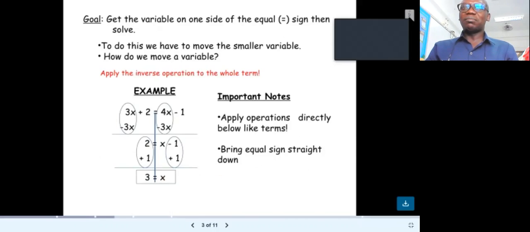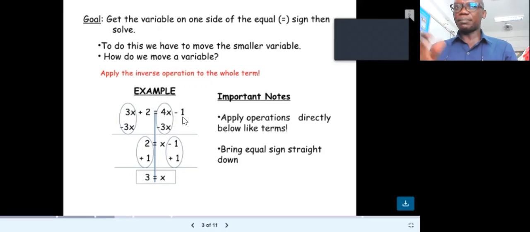So back to our question. We have got 3x plus 2 equals 4x minus 1. This is the equal sign, the one that is separating the two sides. First of all, 3x is less, so we take it to the other side by having 3x minus 3x plus 2 will be equal to 4x minus 3x, then everything minus 1.